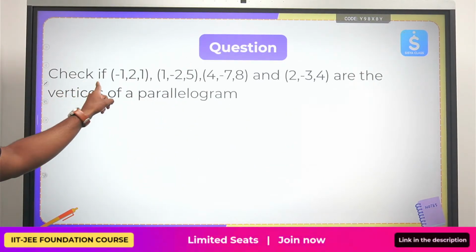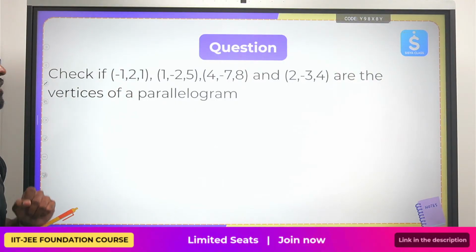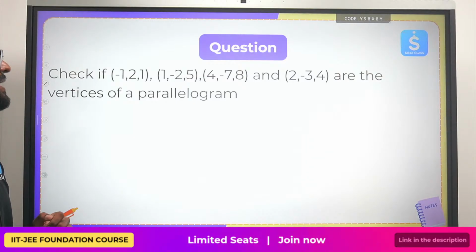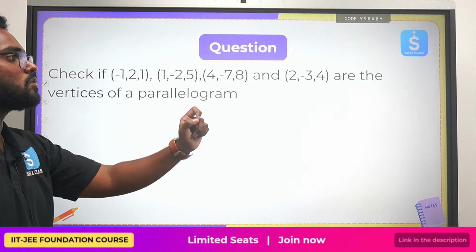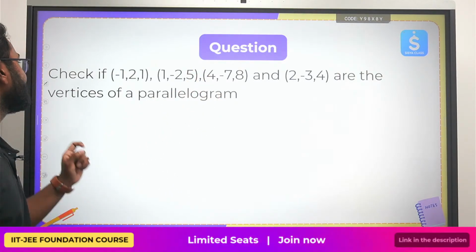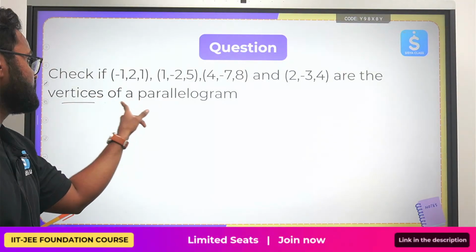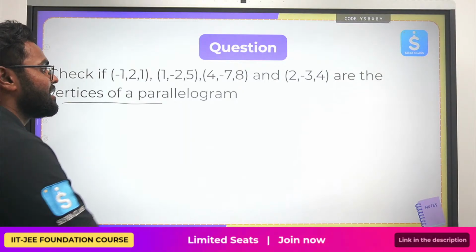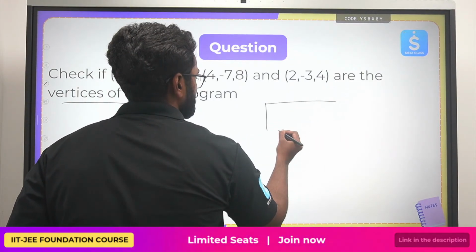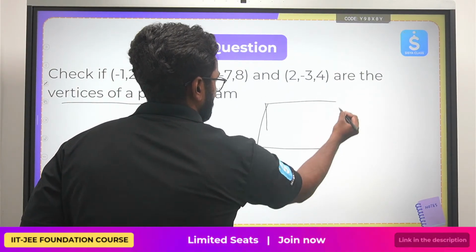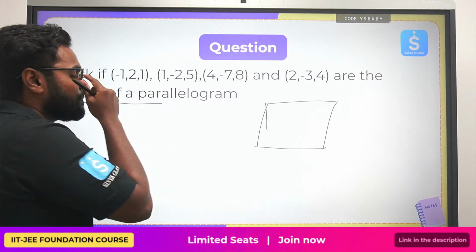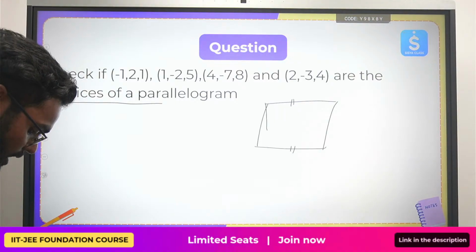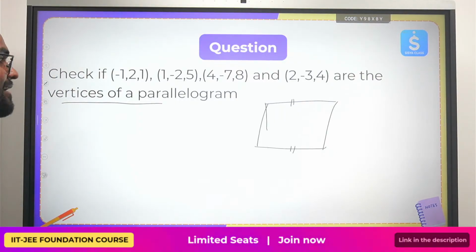Now check if the points minus 1, 2, 1, 1, minus 2, 5, 1, minus 2, 5, 4, minus 8, minus 7, 8 and 2, minus 3, minus 4 are the vertices of a parallelogram. They asked you to check if these are the vertices of a parallelogram. How do you check it? If this is a parallelogram, you can check it by measuring the opposite lengths. They should be equal.